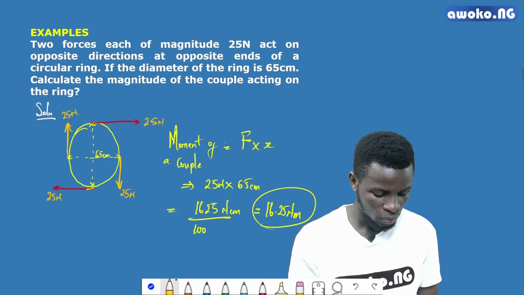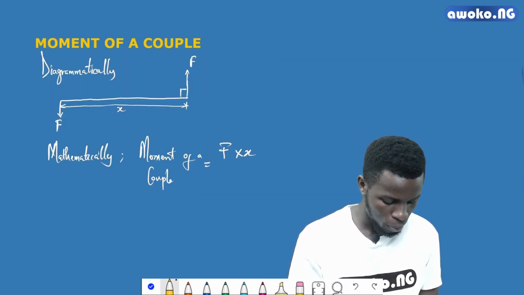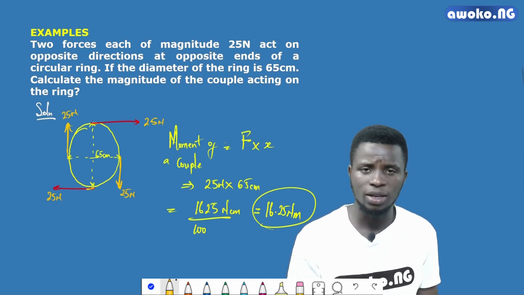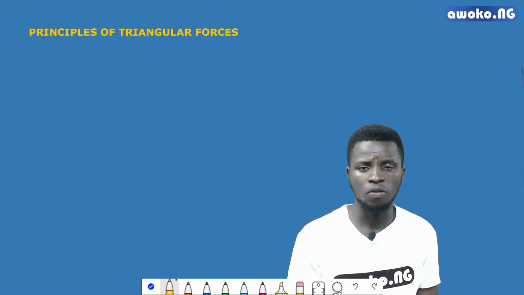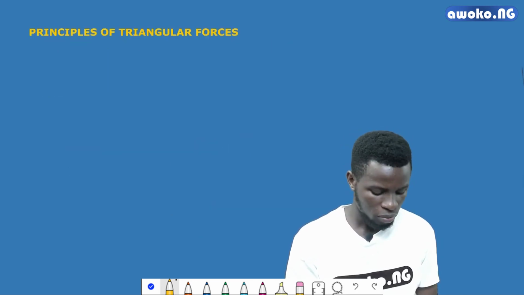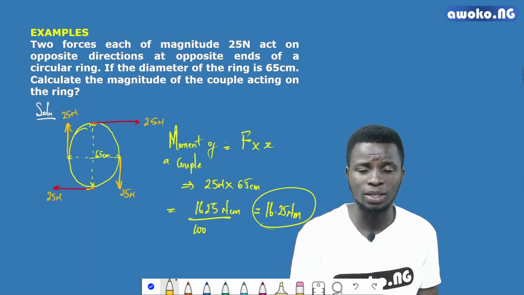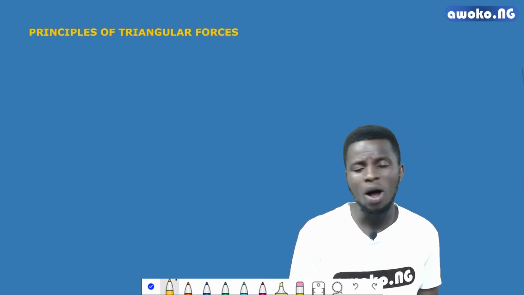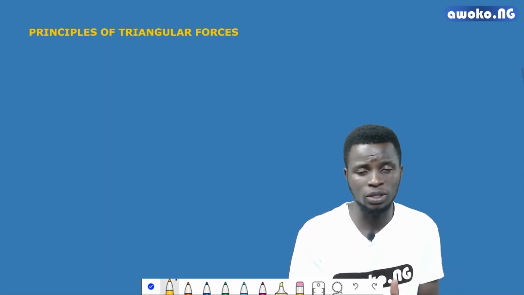And this is where we end the class for the moment of a couple. We're going to discuss a very interesting concept in our next class, and the concept is the principles of triangular forces. Previously, we discussed the principles of two forces when two forces are acting on a particular object. But in this case, we are going to discuss what happens when a system of forces acts on a particular object.